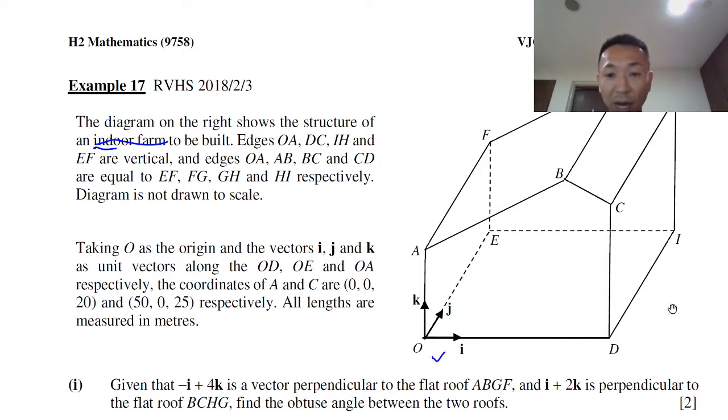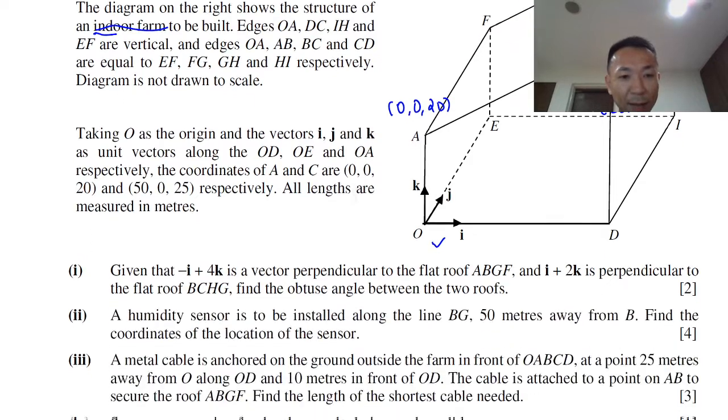IJK are in this direction. I will pay attention very closely. And then the coordinates of it. Usually when they give me coordinates, I would write down like this: 0, 0, 20. And then the coordinates of C are given also: 50, 0, 25. All these are quite useful, I feel. All lengths are measured in meters.